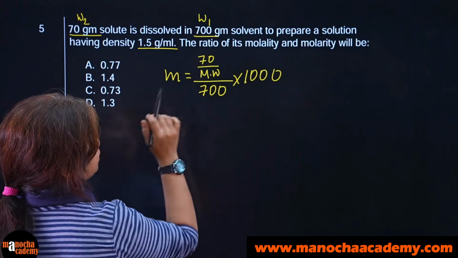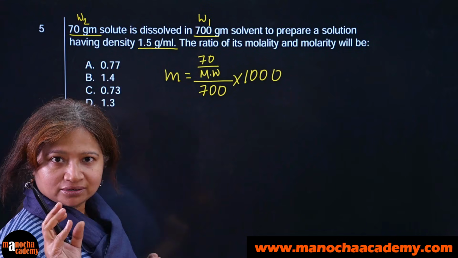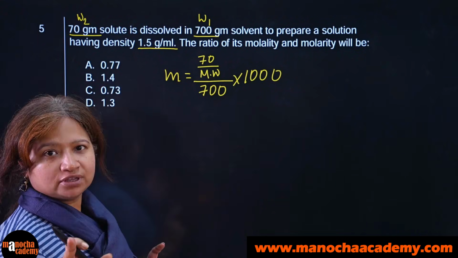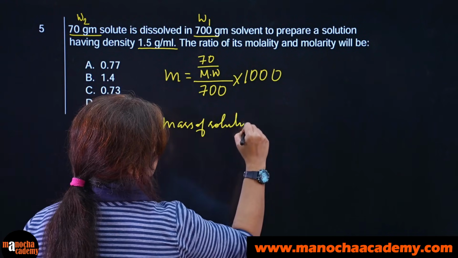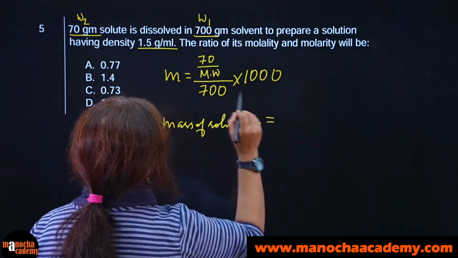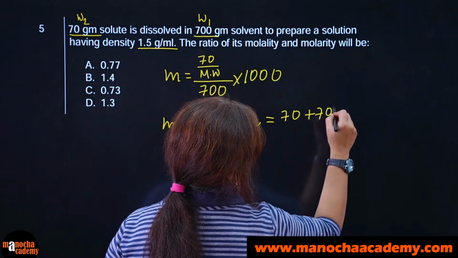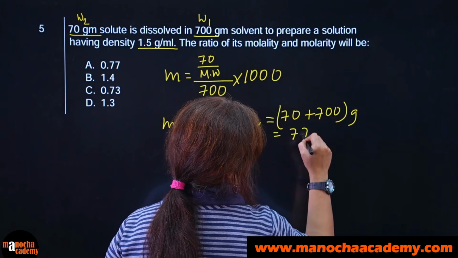Now, coming to molarity conversion. Here for molarity, the volume of the solution is to be considered. We don't know the volume of the solution, but we know the mass of the solution, isn't it? So I write here mass of solution. Mass of solution is, we know, 70 plus 700 gram, which is equal to 770 gram.